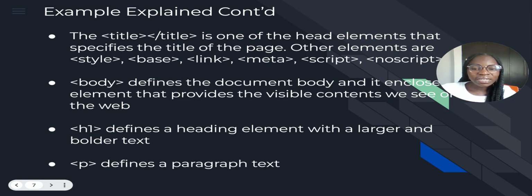And I've explained the heading. It defines a heading element with larger and bolder text. It has six ranges: H1, H2, H3, H4, H5, H6. The H6 has smaller text, while the H1 has the largest and boldest text, and then the paragraph defines the paragraph text.